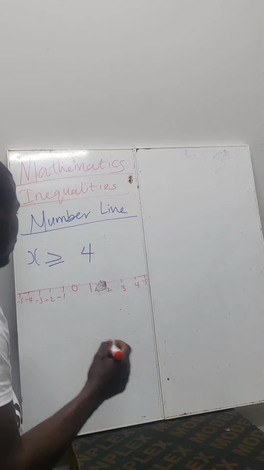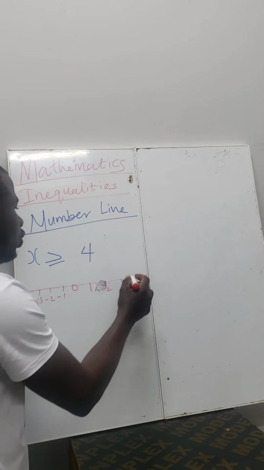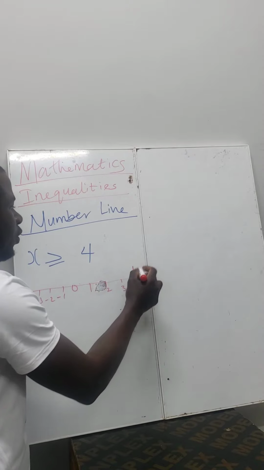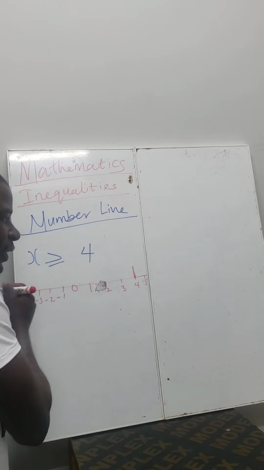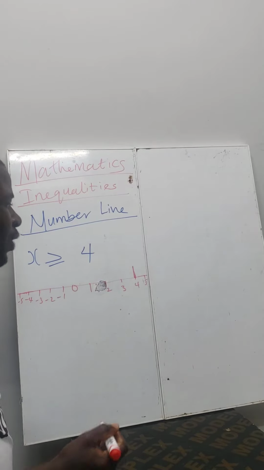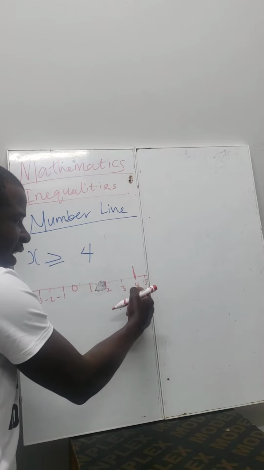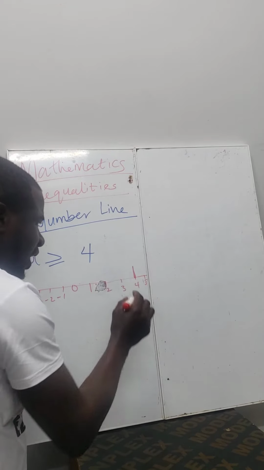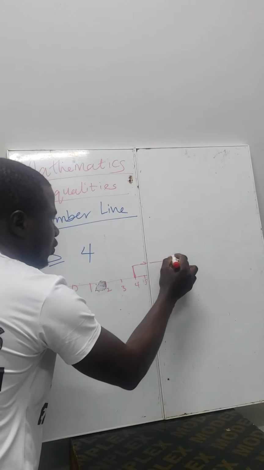Right? Now, we have to look at the question before us. The question before us is on this 4. Are we positioning our arrow to this side or to this side? Are we positioning the arrow to the front or backward? Greater than. Look at it very well. Is 3 greater than 4 or is 5 greater than 4? 5 is greater than 4. So therefore we position our arrow this way.